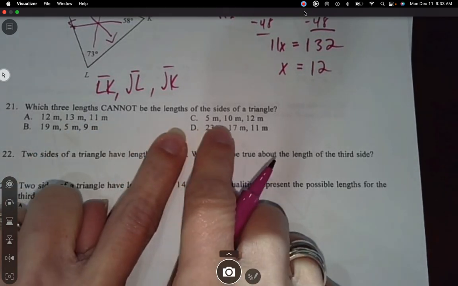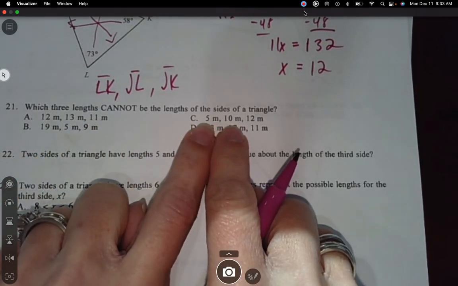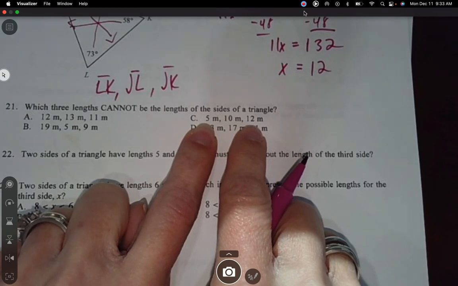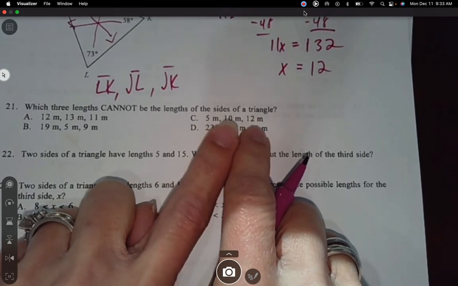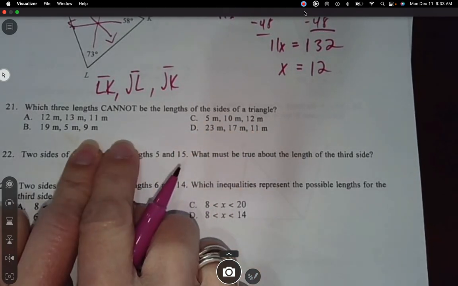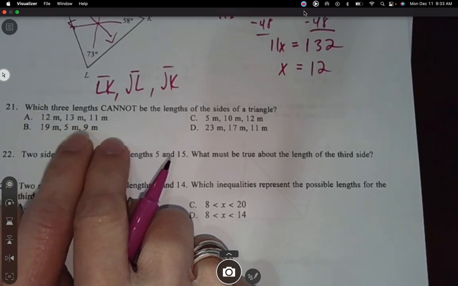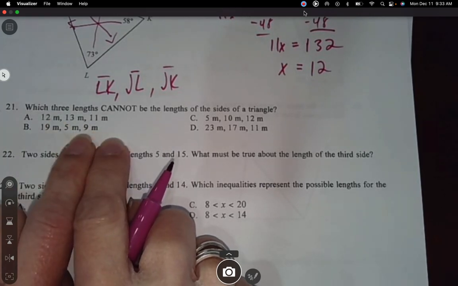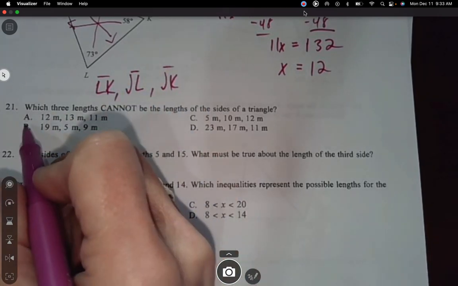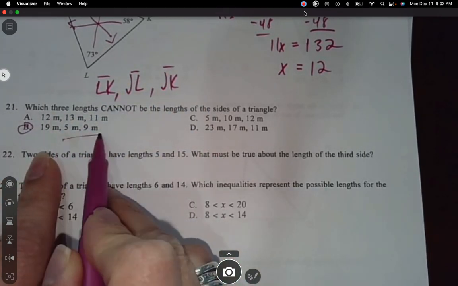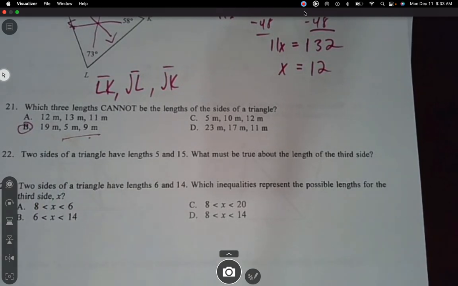Now let's go this way. Are 10 and 5 bigger than 12? Yeah. Are 5 and 12 bigger than 10? And 10 and 12 bigger than 5? Let's go to this one. Are 9 and 5 bigger than 19? No. So it's that answer. That one can't happen. 5 plus 9 had to be bigger than 19. That's an easy one. Is that one not easy to y'all? That was easy. I like that one.